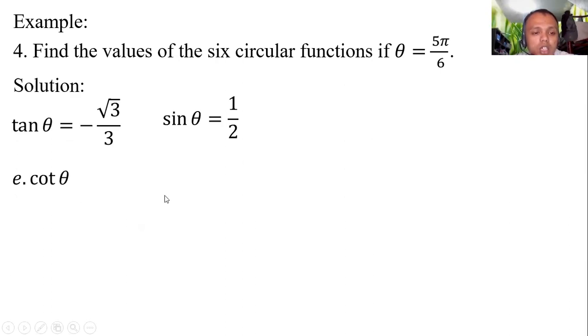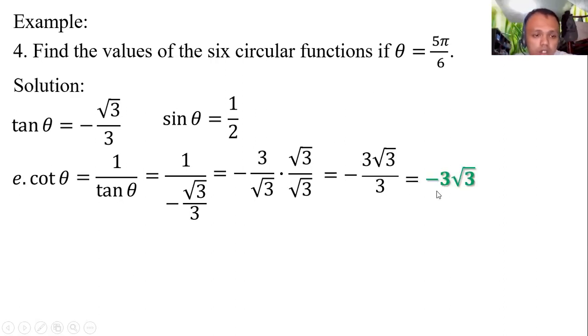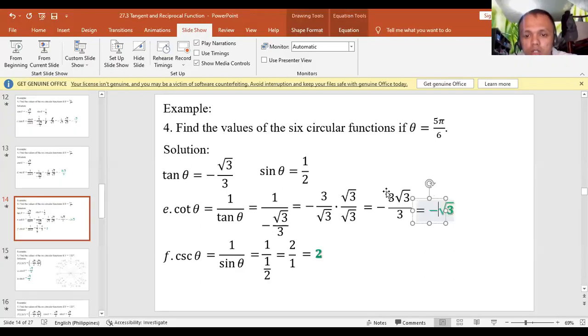Now, what is your cotangent theta? Your cotangent theta is 1 over tangent theta. Substitute your tangent theta to negative square root of 3 over 3. Get the reciprocal. Then we have negative 3 over square root of 3. No? Then, rationalize natin. 3 times square root of 3, negative 3 times square root of 3 all over 3. Then, cancel this out. Then, your cotangent theta here is negative square root of 3 lang. Remove natin to. Kasi na-cancel out na tong 3.